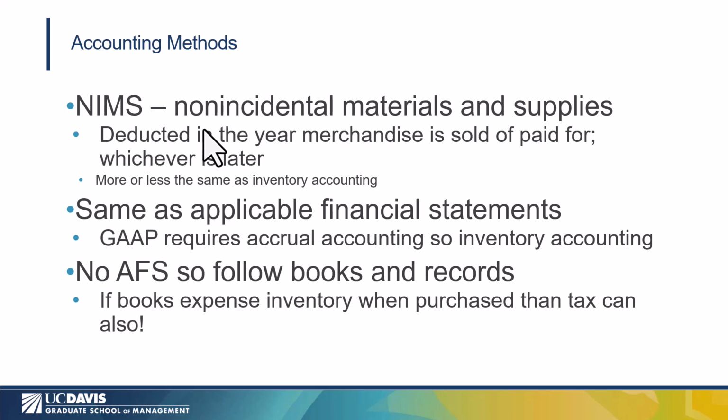If you're using the same as your applicable financial statements, well, since financial statements are generally required to use GAAP accounting, they're going to follow accrual accounting, and so you're just back in inventory accounting. If you have no applicable financial statements, you can follow your books and records. So this means if on your books you expense inventory when it's purchased, then you could do that for tax also. But I want to make sure we understand the risks that you might run into.